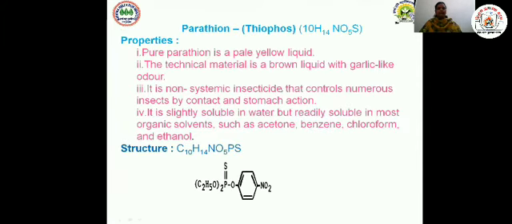Next is parathion. See the properties. Pure parathion is a pale yellow liquid. The technical material is a brown liquid with a garlic-like odor. It is a non-systemic insecticide that controls numerous insects by contact and stomach action. It is slightly soluble in water but readily soluble in most organic solvents such as acetone, benzene, chloroform, and ethanol. They kill insects very easily by stomach action or contact. The structure is given: C10H14NO5PS.